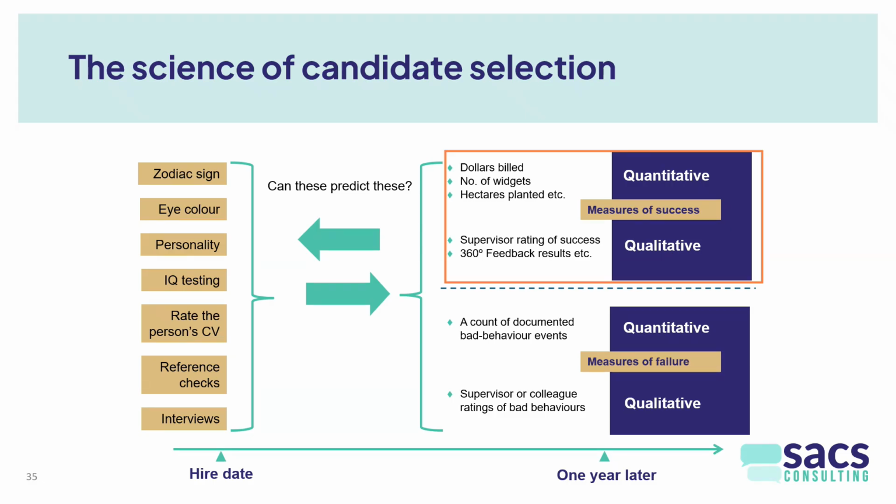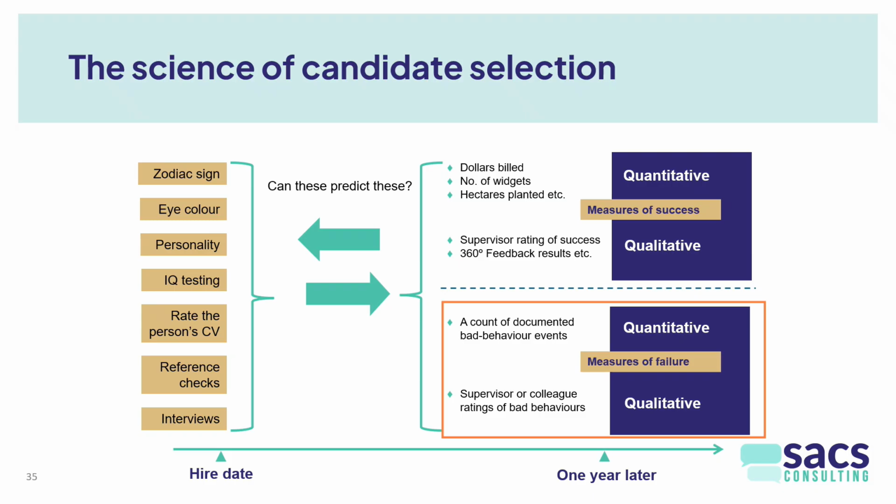Now, the things on the right can be quantitative measures of success. So, for instance, if it's a sales role, that might be dollars billed, or if it's a manufacturing role, it might be numbers of widgets or whatever. Or it can be qualitative, which could be things like supervisor rating of outcomes, or it could be 360-degree feedback from colleagues on how the person has gone in the job.